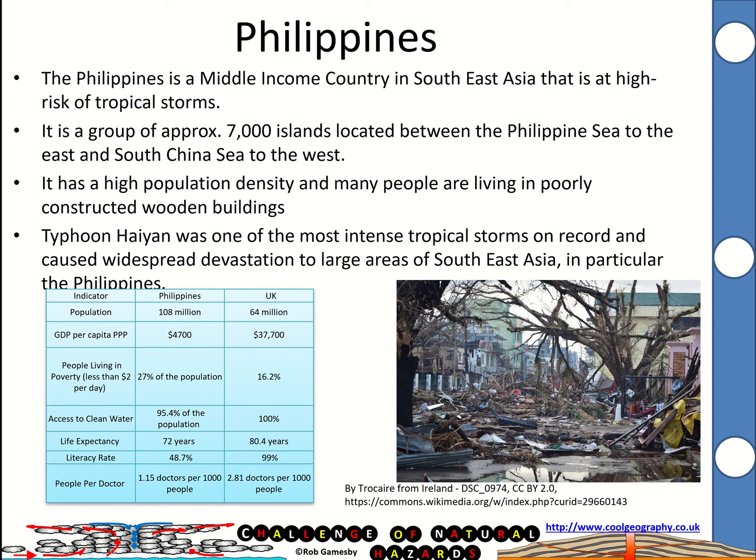Typhoon Haiyan was one of the most intense tropical storms on record and caused widespread devastation in large areas of Southeast Asia. And you can see here from the photograph the amount of damage that was caused. And then there's also a nice comparison there between the Philippines and the UK. And you can see that the Philippines is a poorer country but a middle-income country. More of the people in the country live in poverty, and the life expectancy is lower, as is the number of doctors per thousand people.